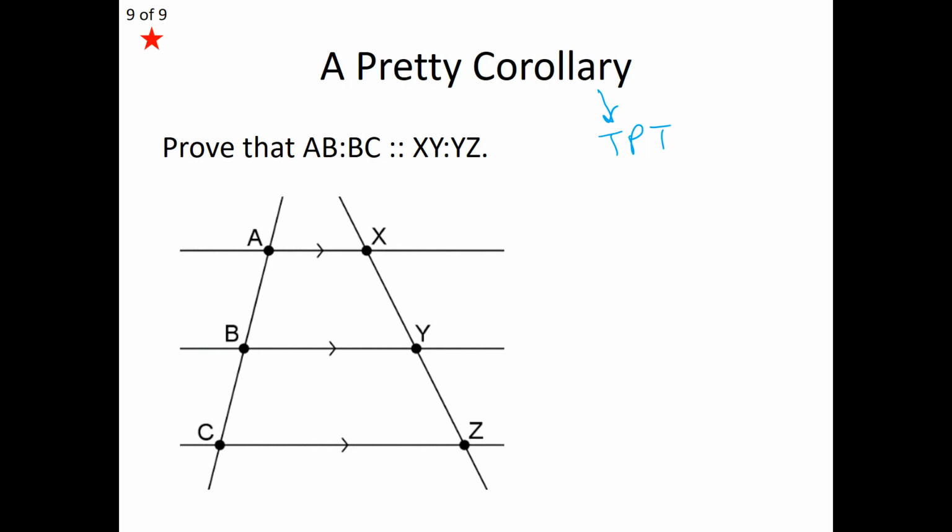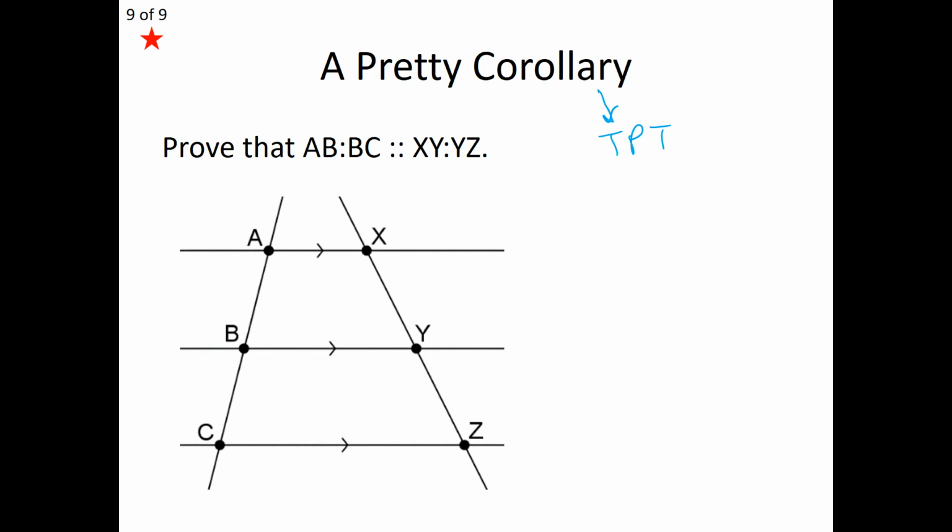Notice that in the TPT, we had this parallel cutting through our triangle. Well, in this corollary, we actually have a set of three parallels, and this pretty corollary works with three or more parallels. So in our diagram, if we're given a set of three or more parallels cut by two distinct transversals, then those parallels cut the transversals proportionally. In other words, we can prove that the ratio of AB to BC is the same ratio as XY to YZ.